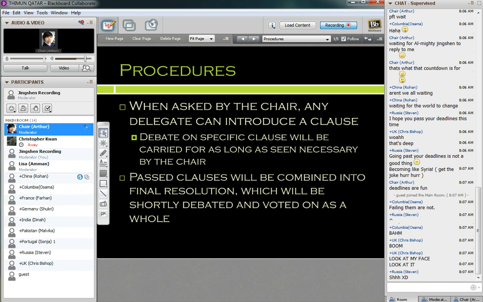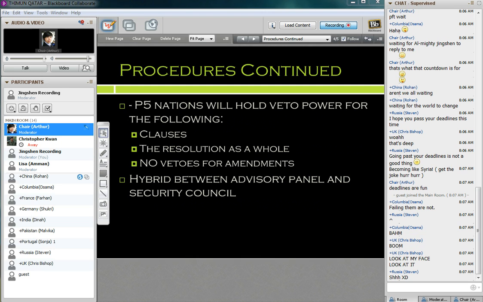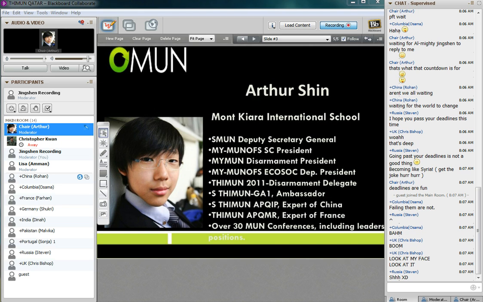We'll go clause by clause, and delegates are to introduce clauses in the debate as amendments, and P5 nations will hold veto power for the following clauses and the resolution as a whole. P5 nations will not be allowed to veto for amendments. Just making sure, the P5 nations are China, France, US, UK, and Russia. Yes, same thing. And let me just get the flag resolution up on the board.